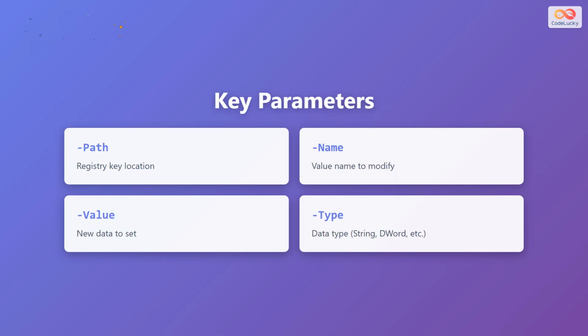Let's break down the key parameters. The path parameter defines the registry key location where your value exists. The name parameter specifies the exact value name you want to modify. The value parameter holds the new data you're setting. Finally, the type parameter defines the data type, such as string, DWORD, or binary. Understanding these parameters is essential for successful registry modifications.